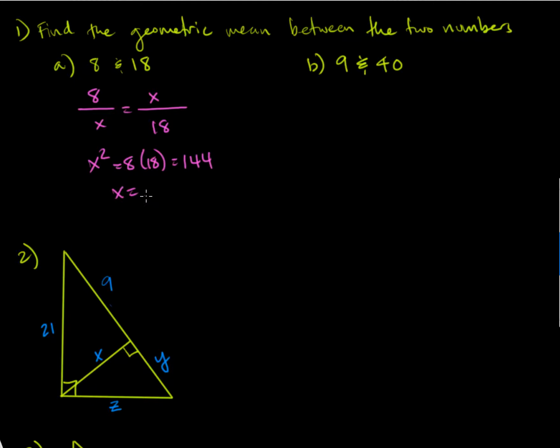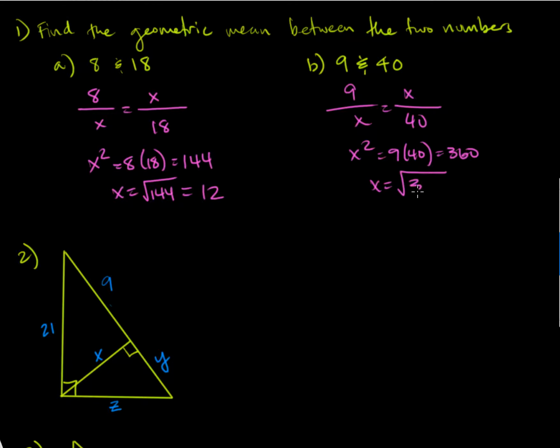So now x would equal the square root of 144. And since the square root of 144 comes out as a nice whole number, we'll just write our answer as x equals 12. But in problem B, we're going to set it up the same with 9 and 40 diagonally across from each other, and x is in these two spots. What's going to happen here is we'll have x squared equals 9 times 40, which is 360.